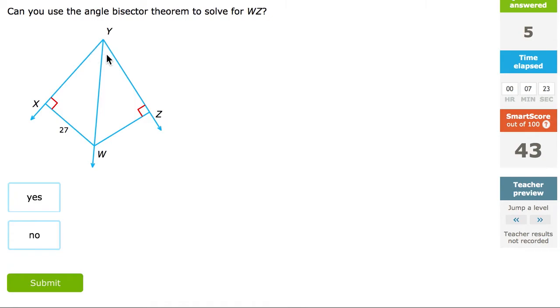We do not know for sure that this angle here is equal to this angle. In other words, angle XYW, we don't know whether that is equal to angle WYZ. We cannot assume they are. If we knew both of these were, say, 15 degrees, then we could conclude that if this is 27, this would be 27, but we don't have enough information. Therefore, we have to conclude, no, we cannot use the angle bisector theorem. So never assume.